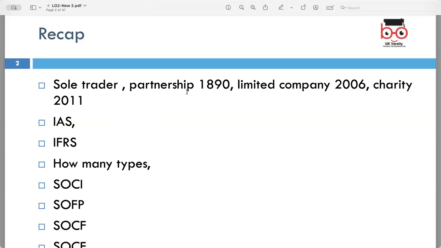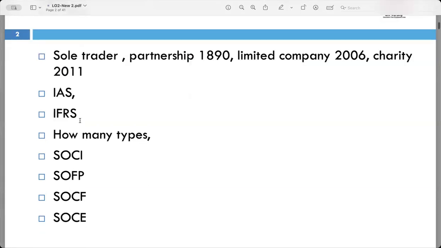Then charities are organizations established for a charitable purpose and are regulated by specific laws. Then we discussed IFRS, International Financial Reporting Standards, issued by the International Accounting Standards Board, which have gradually replaced IAS, International Accounting Standards.